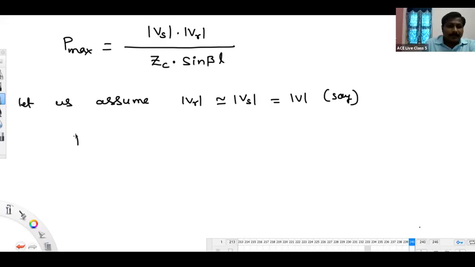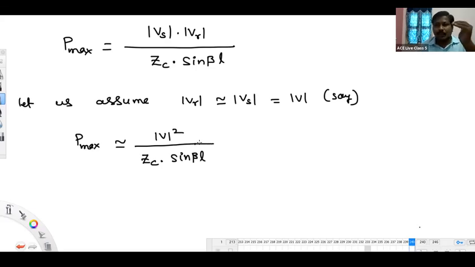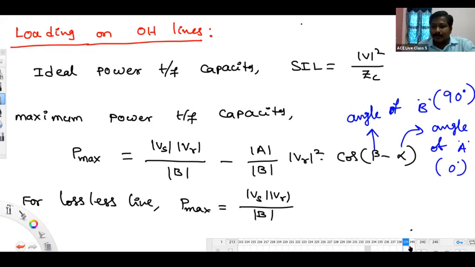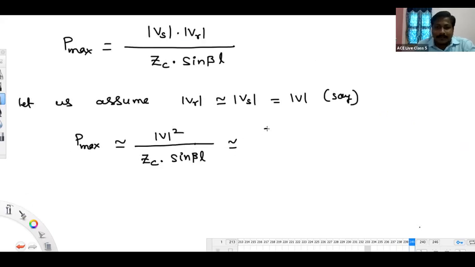Then this Pmax you can write approximately as magnitude of voltage square by ZC into sin beta L. What is mod V square by ZC? That mod V square by ZC is nothing but SIL. So it is the ratio of SIL to sin beta L.